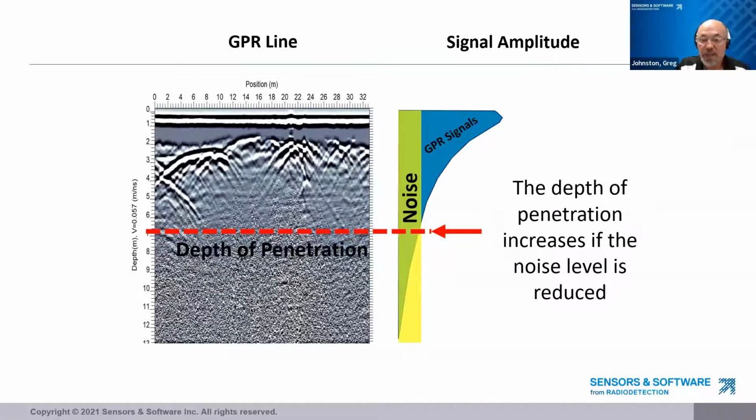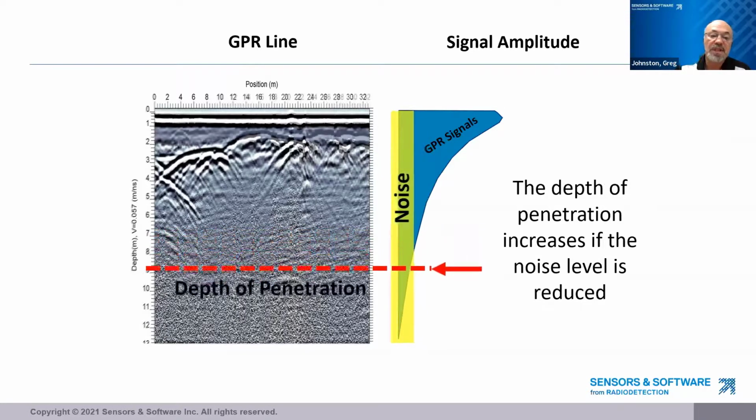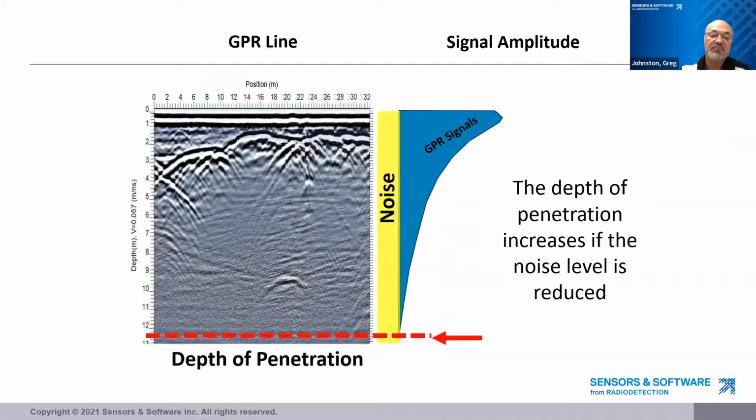So since there's perfectly good but weak GPR signals buried below the noise, this means that the depth of GPR penetration will increase if we can decrease the noise level. That's shown in this animation. We decrease the noise and we see more of the GPR signal. Notice that the GPR line on the left is now a new section showing much greater depth of penetration than before. And now we see an object down here at depth that we didn't see before.